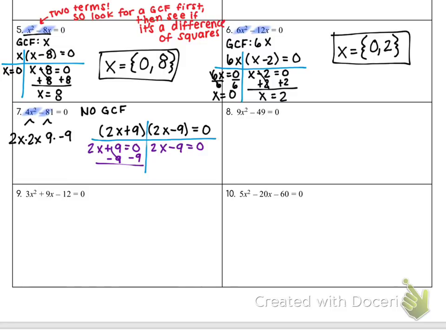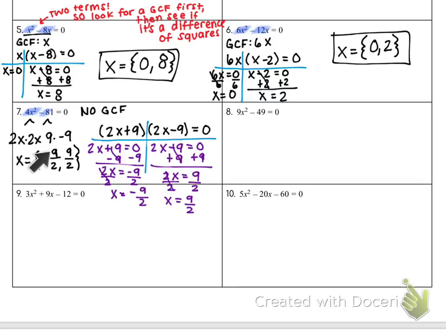Now, these you're going to get fractions, so that's okay. So watch what happens. You're going to subtract 9 from both sides, right? That's the first step. And then you're going to divide by 2. So one of your x's is -9 over 2. The other x, if you add 9, is positive 9 over 2. Okay, so it's okay that we got a fraction. And now we're going to write it in least to greatest. So -9 over 2, 9 over 2, and that's your answer.